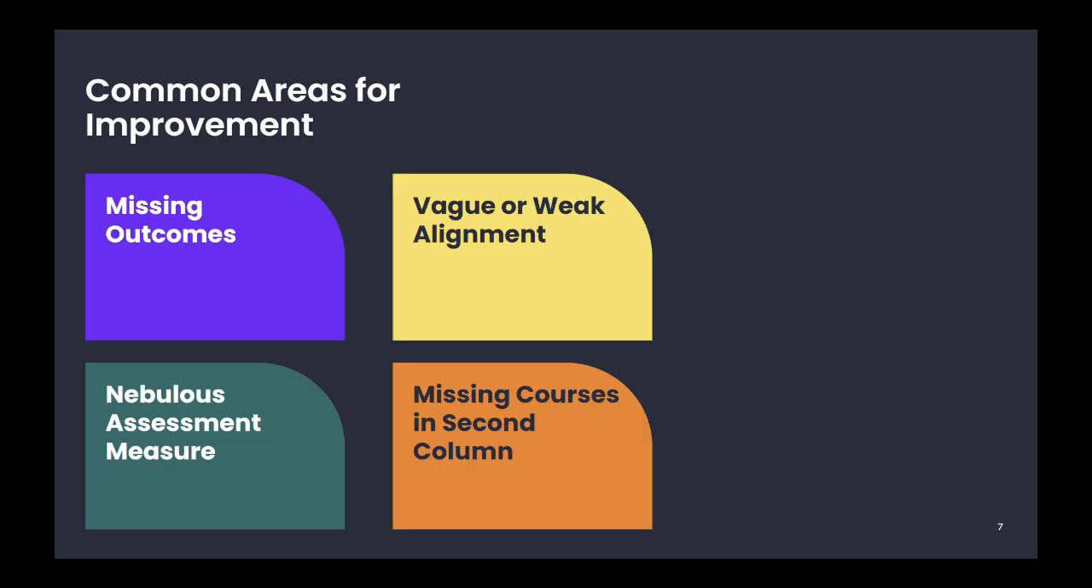And those included missing outcomes. Again, looking at a program, we might have cultural intelligence, numerical literacy, critical thinking. One of those may not be embedded. That is an issue. Right, that has to be addressed. We also have vague or weak alignment, which usually happens in tandem with a nebulous assessment measure.